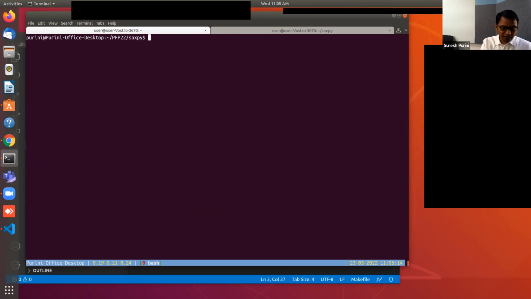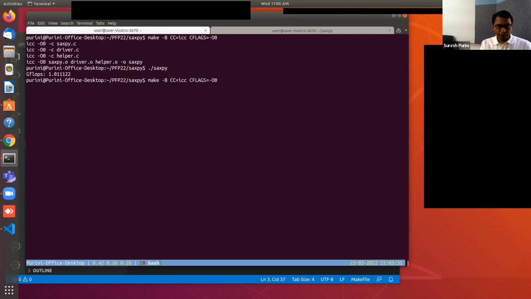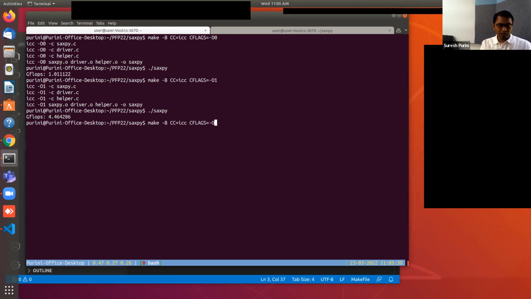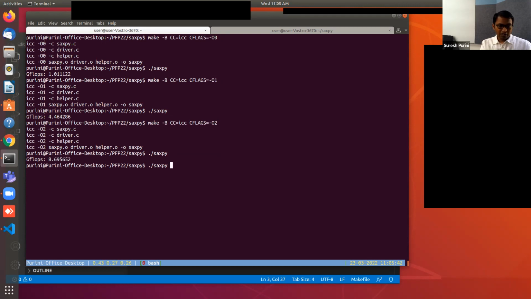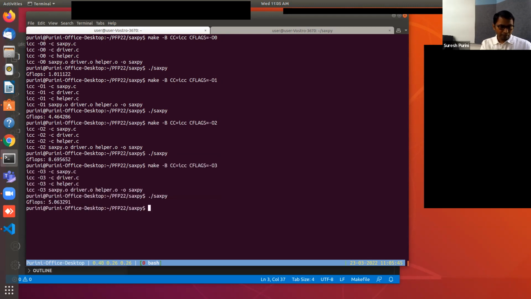Now let's try out the ICC compiler. ICC is a very, very powerful compiler, the Intel C compiler. ICC is Intel C. So 1 gigaflop, with -O1, it is giving 4.48. So if you see all these compilers, be it GCC or ICC, they are able to get some 9 gigaflops per second. Beyond that, they are not able to get any improvement. Yes or no? That's what it is looking like.